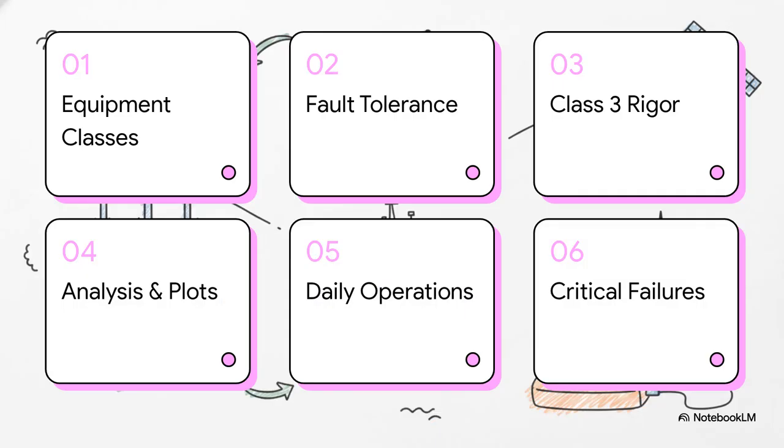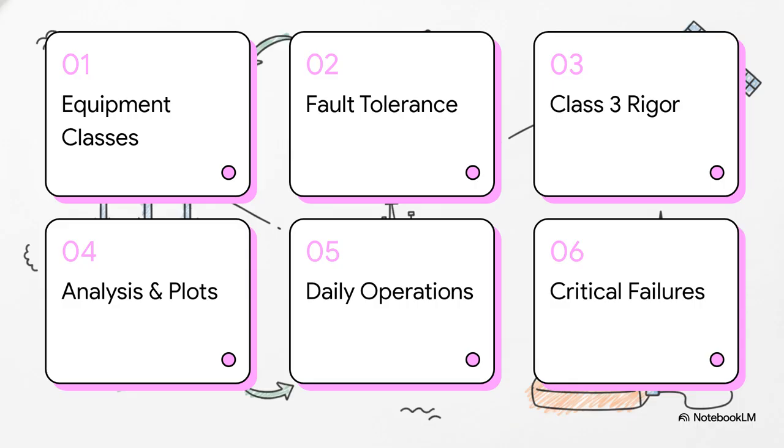Okay, here's our game plan for today. We'll cover DP equipment classes, fault tolerance and redundancy, the intense rigor of Class 3 systems, consequence analysis and polar plots, daily operations and checklists, and finally, how to handle critical failures.